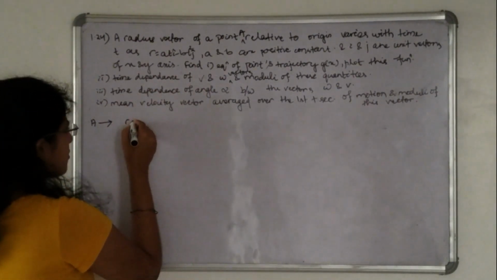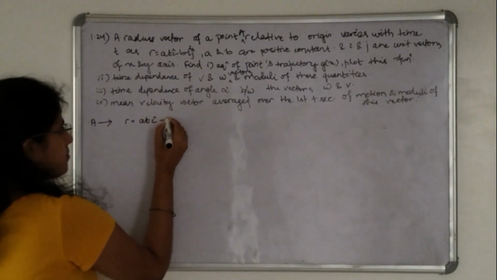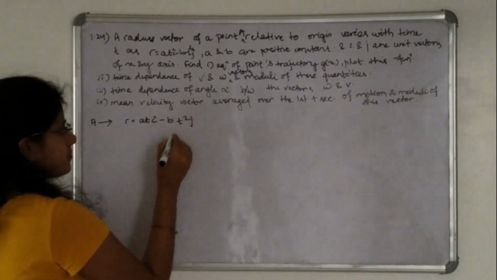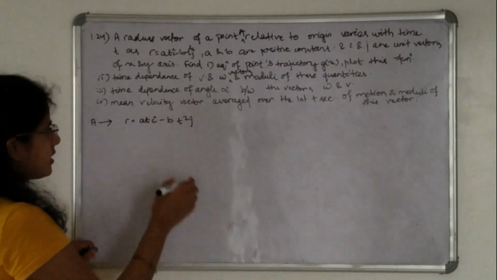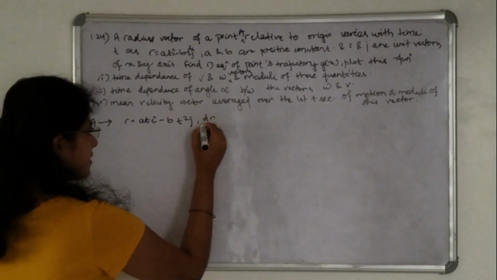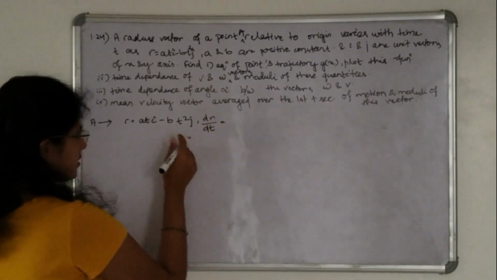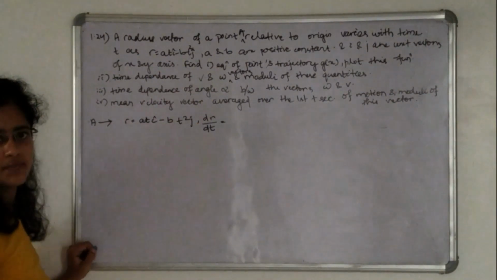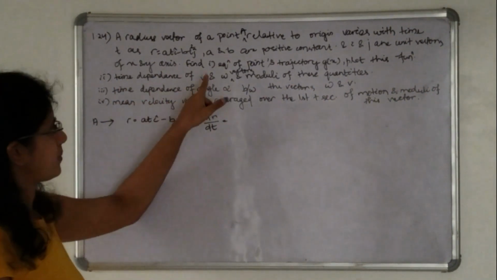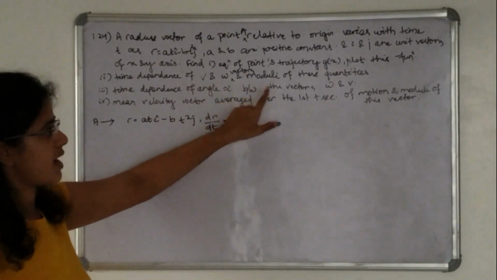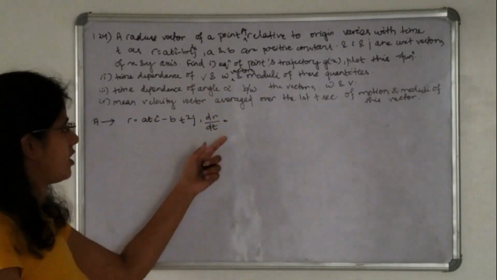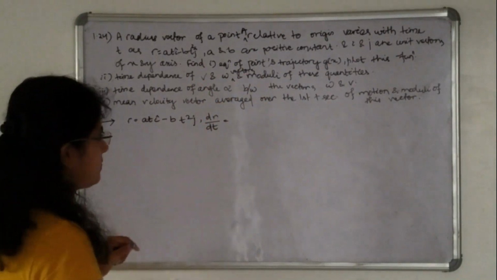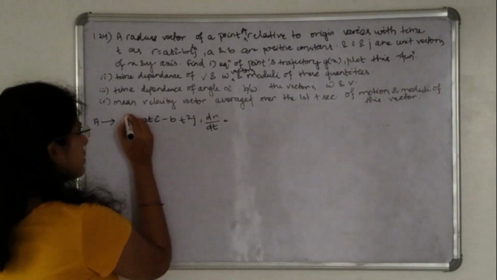So r is equal to how much? a t i cap minus b t square j cap. Okay. So if we differentiate it, dr by dt is equal to v. So the next question is to find the time dependence of v and omega vectors and moduli of these quantities. So here I am finding velocity vector. Okay. So this is r vector.